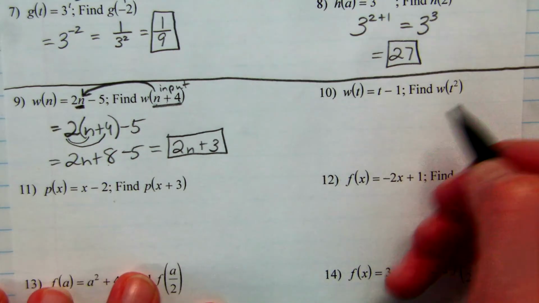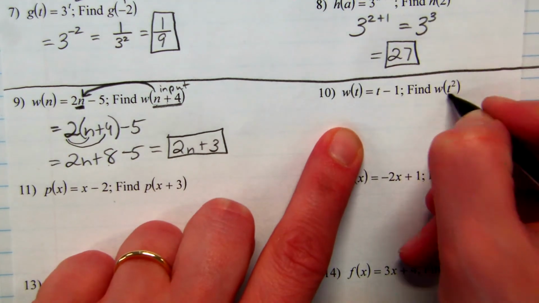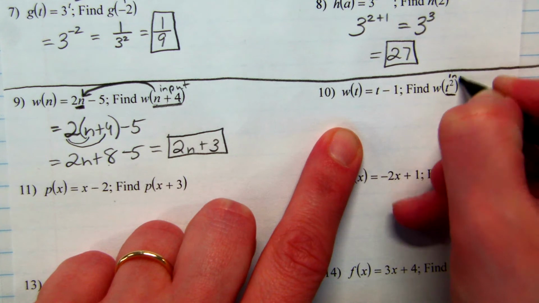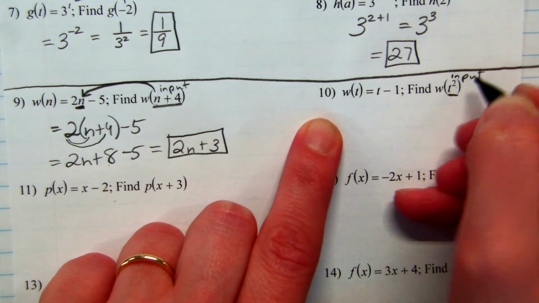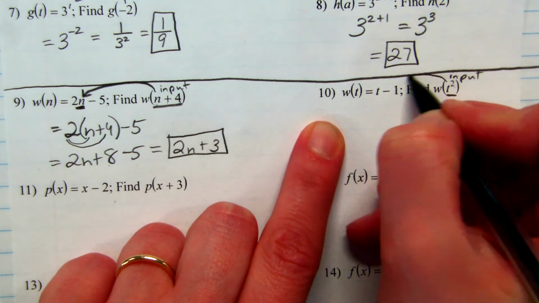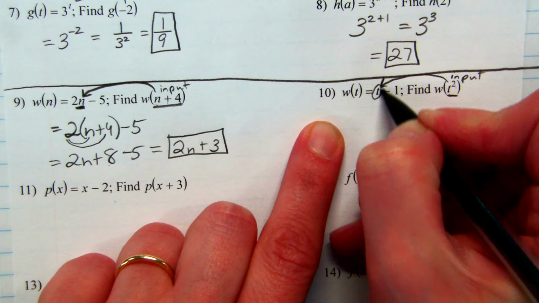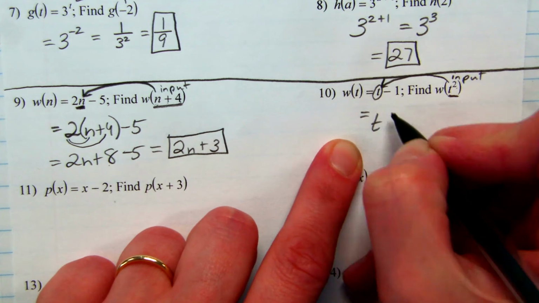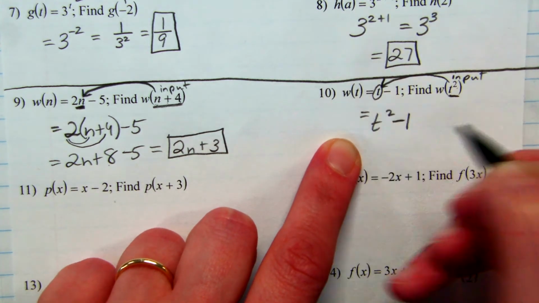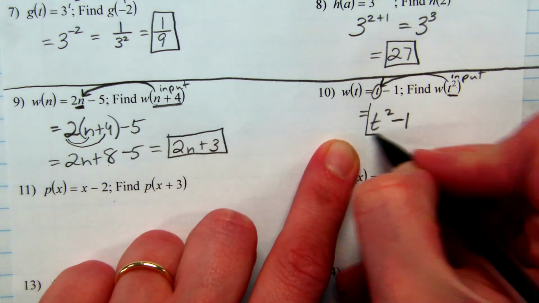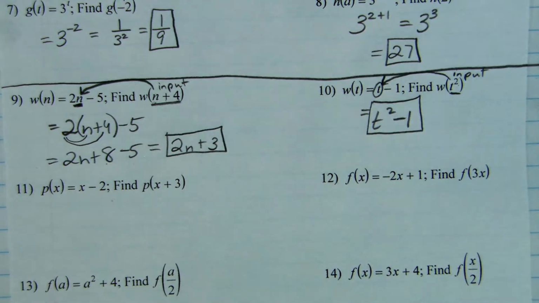like that. So on number 10, my input is over here as t squared. That's going to go into the equation where the t is. I'm going to replace the t with t squared, so I'll have t squared minus 1, and that one doesn't have anything to simplify, so that's it. That's the answer.